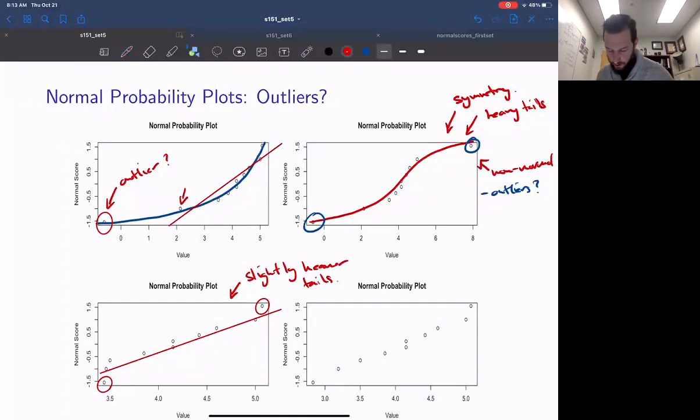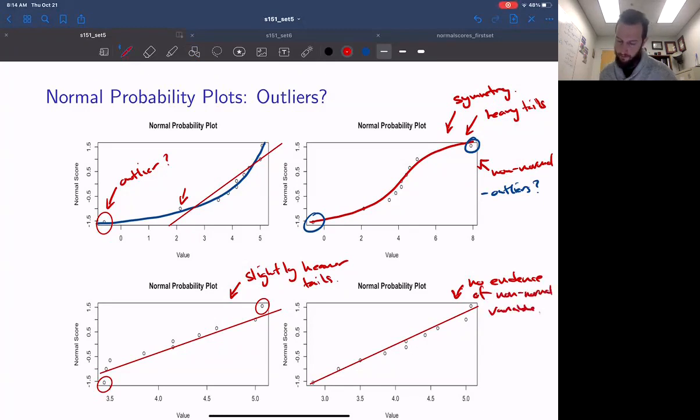And that's the same situation in number 4 here. So this plot would be ideal. You can see here that we really don't have any kind of extreme values. We don't have anything that would be considered heavy in terms of the tails, and all the points fall quite close to the line. So this would be no evidence of a non-normal variable.